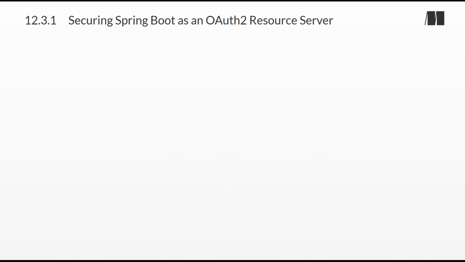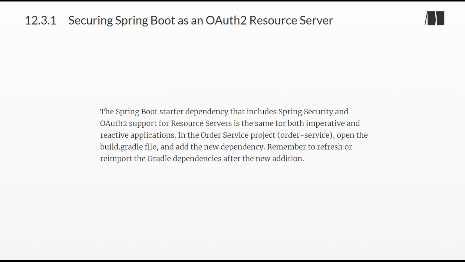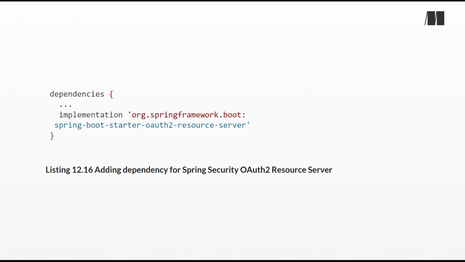Section 12.3.1, Securing Spring Boot as an OAuth2 resource server. The Spring Boot starter dependency that includes Spring Security and OAuth2 support for resource servers is the same for both imperative and reactive applications. In the Order Service project, open the build.gradle file and add the new dependency. Remember to refresh or re-import the Gradle dependencies after the new addition. Listing 12.16, Adding dependency for Spring Security OAuth2 resource server.